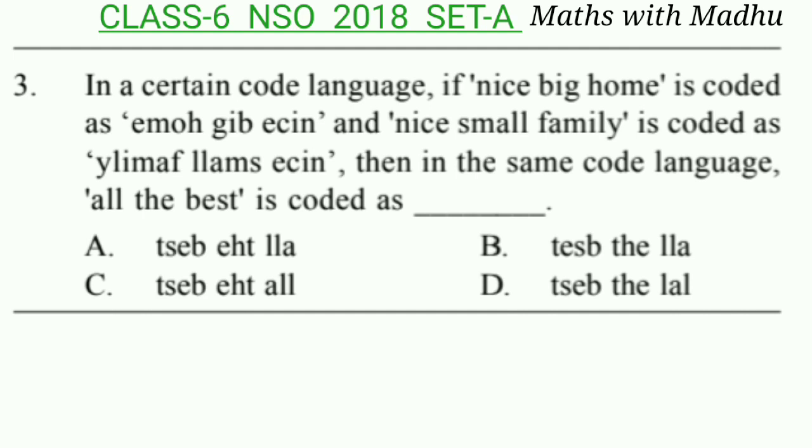Question number 3. In a certain code language, if nice big home is coded as this and nice small family is coded as this, then in the same code language, all the best is coded as dash. Look at the phrase in between the inverted comma. It's just the reverse. Similarly, if we code all the best, it will be option A.